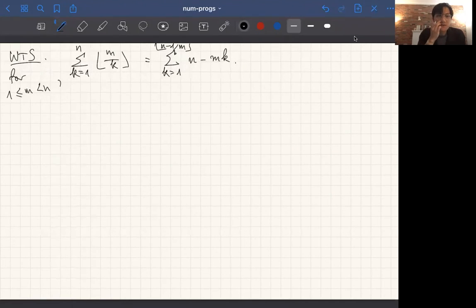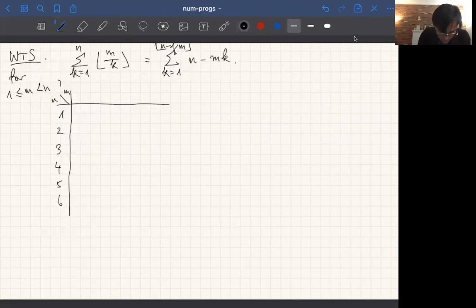Okay, there's two parameters here. There's an n and there's an m. So why don't we just write a big table on this end? This is very brute forcey. You can just write a big table. Okay, so this is n. So 1, 2, 3, 4, 5, 6.